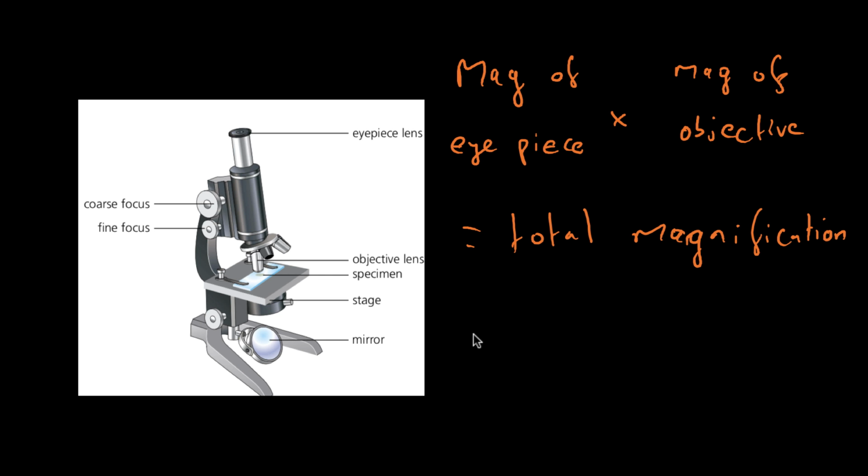Okay, and this is the equation that I mentioned before. Magnification of the eyepiece lens times the magnification of the objective lens gives you the total magnification. For example, a lot of the time the eyepiece might be a times 10 eyepiece, and your objective lens, where you have all different types, you might have a times 100, or a times 50, or a times 200, etc. Your overall magnification will be those two multiplied. So 10 times 100 equals 1000. That would be your total magnification if you were using those two lenses.